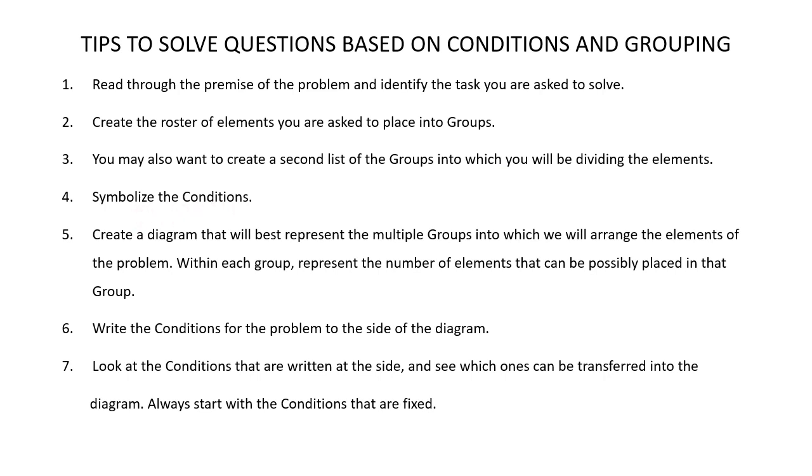Symbolize the conditions. Create a diagram that will best represent the multiple groups into which we will arrange the elements of the problem. Within each group, represent the number of elements that can be possibly placed in that group. Write the conditions for the problem on the side of the diagram. Look at the conditions that are written at the side and see which ones can be transferred into the diagram. Always start with the conditions that are fixed.